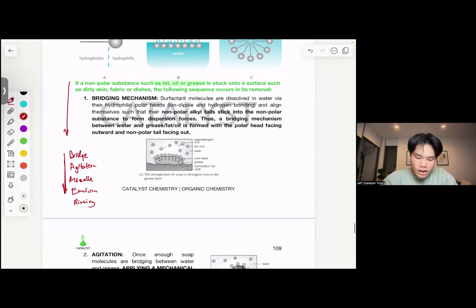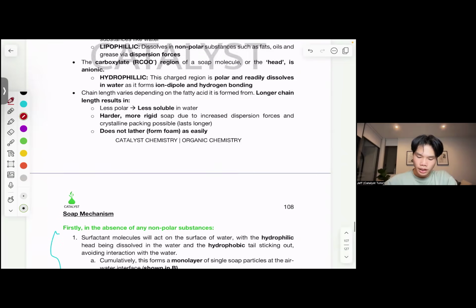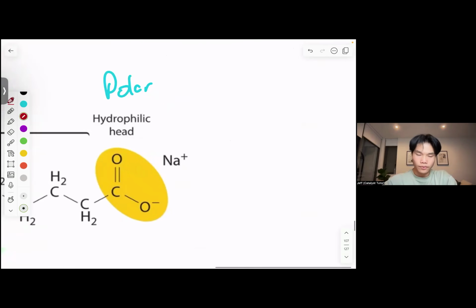But you start off by talking about how soap will form a bridge between water and the grease. The polar heads dissolve into the water and the tails dissolve into the grease, because the heads will be able to form what forces with water. What can the carboxylate head form with water? What intermolecular forces does the head form with water? H bonds, but what else?